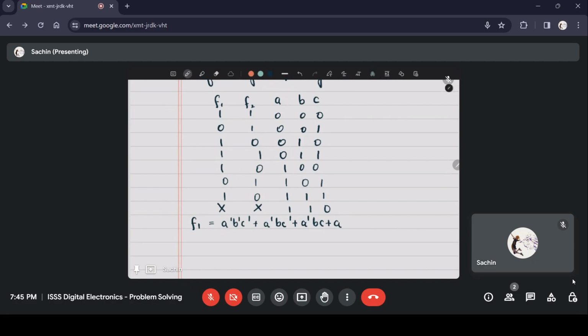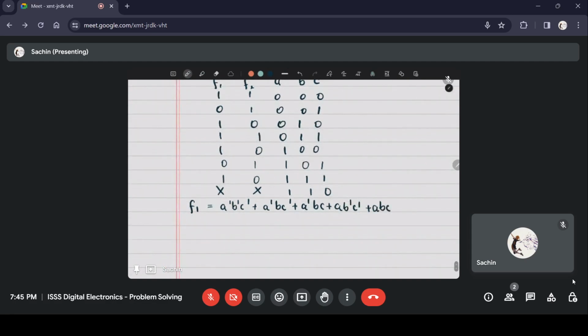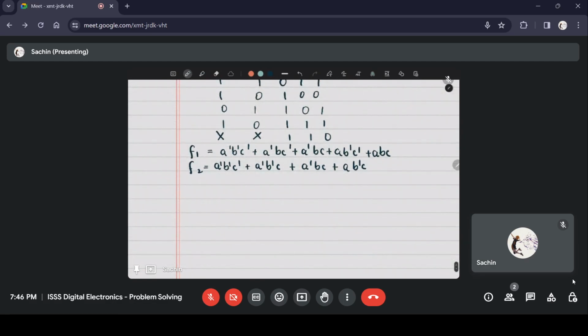For now, F1 is simply A prime B prime C prime plus A prime B C prime plus A prime B C plus A B prime C prime plus ABC, and F2 is simply A prime B prime C prime plus A prime B prime C plus A prime BC plus AB prime C. Logic diagram is left as a homework.